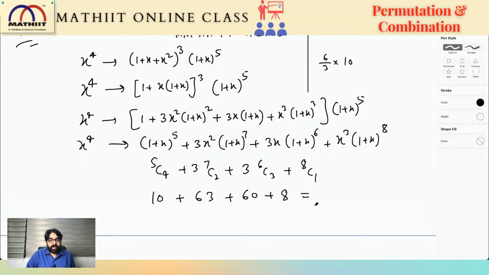I don't know if I did every calculation correct or not. 123, 133, 141. Any calculation mistake I did? 5C4 is equal to 5. Somewhere some calculation mistake I did, I think. 5C4 is 5. I'm sorry.